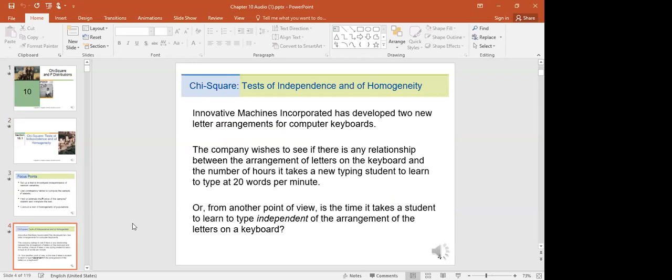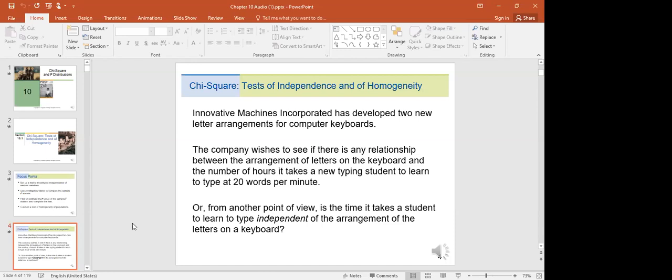So the chi-square is a distribution that we used in the past for confidence interval for variance and test for variance. And it is based on degree of freedom. It is a right-tail test. It is always positive. And we are going to use it to test for independence and homogeneity, as I mentioned.